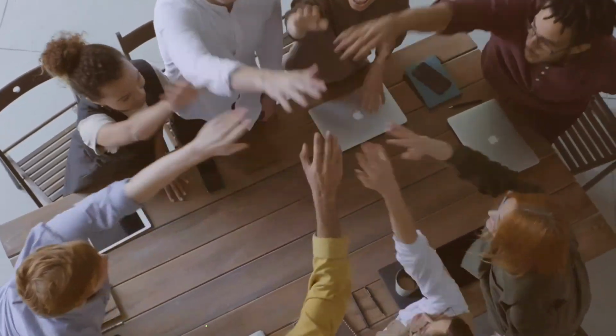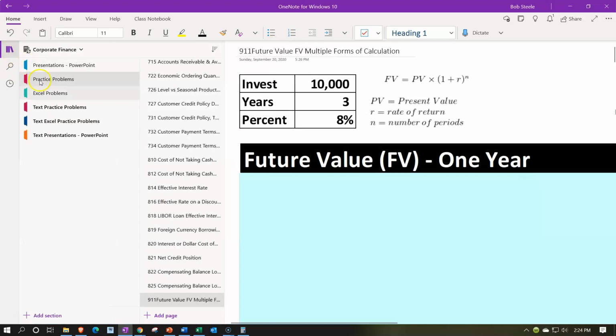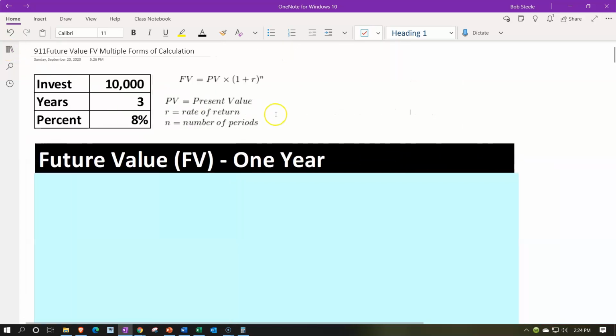Instead, use corporate finance. Here we are in OneNote. If you would like to follow along in OneNote, you're not required to, but if you have access to it and would like to, we can go into the tab on the left-hand side. We're going to be in the practice problems section, and then in the problem of the 911 future value FV multiple forms of calculation. I'll then close this item up so we can be focusing in on the practice problem.